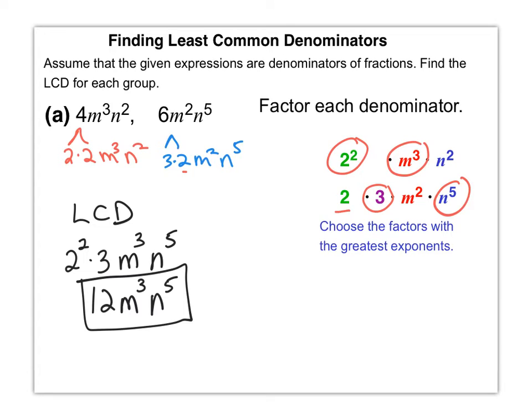If we were adding two fractions together with the given denominators, we would have to make sure both denominators can be written as the least common denominator in order to add or subtract.